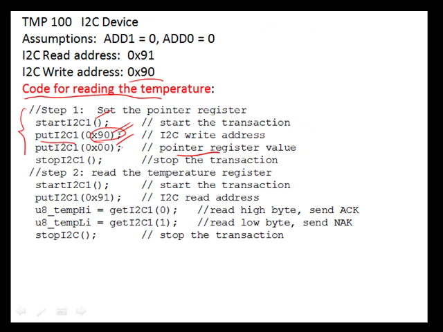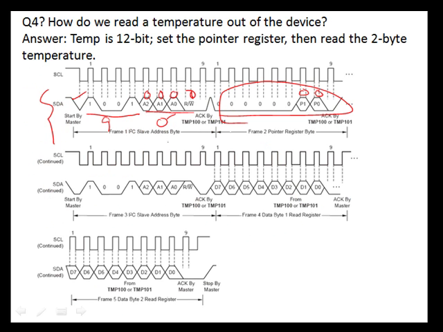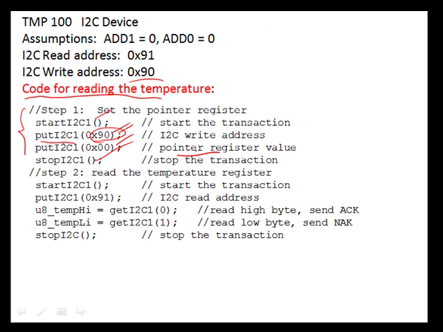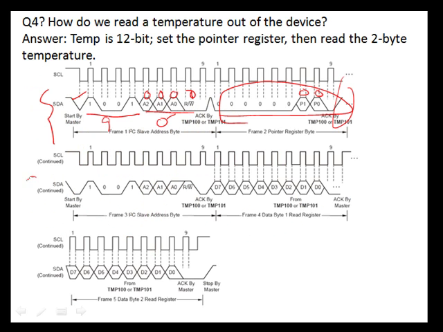So we're going to write a 0, and now we need to stop the transaction to complete the write transaction. So that's going to be the stop condition here. At that point, we have set the pointer register to point towards the temperature register. At this point, we now need to do a read transaction to read the temperature register. That's going to be this transaction right here.